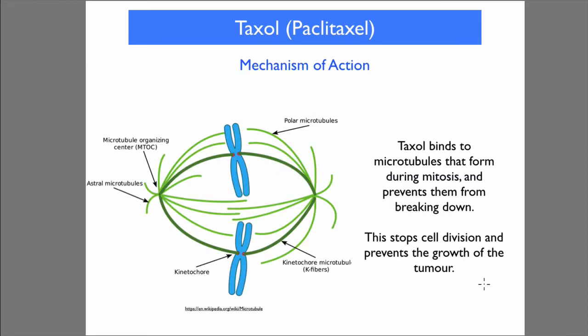Alright. So, how does it work? Well, the mechanism of action is that Taxol binds to the microtubules that form during mitosis and prevents them from breaking down. This stops cell division and prevents the growth of the tumour.